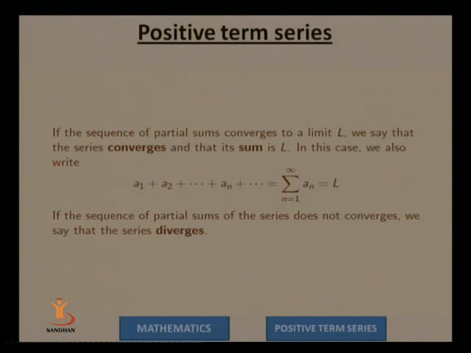That is defined as: if the sequence of partial sums converges to a limit L, then that series is said to be a convergent series and its infinite sum is said to be L. Now if that sequence of partial sums diverges, then that series is said to be a divergent series. So this is the definition of convergence and divergence of any infinite series.